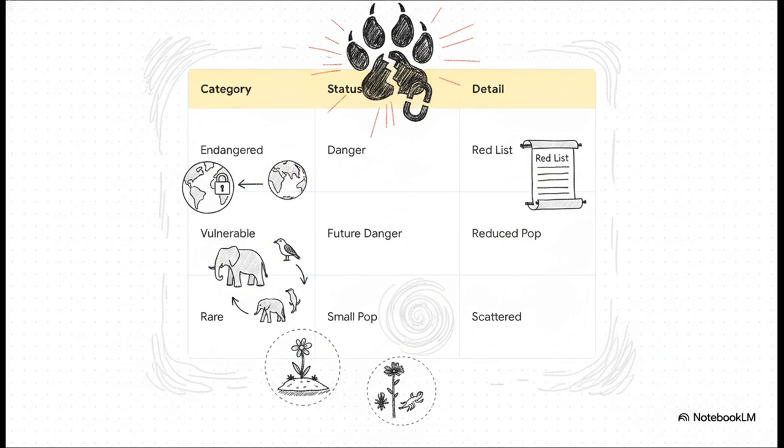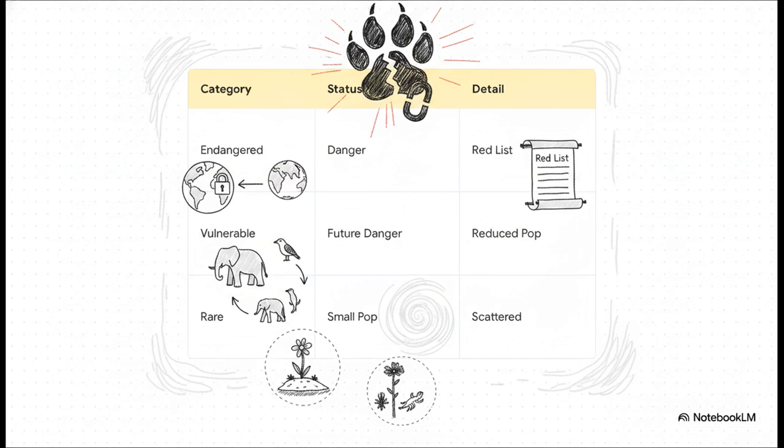The International Union of Conservation of Nature and Natural Resources, or the IUCN, classifies threatened plants and animals into 3 distinct categories to guide conservation. At the very top, we have endangered. These are in immediate danger of extinction, and they're carefully tracked worldwide on the IUCN's famous Red List.